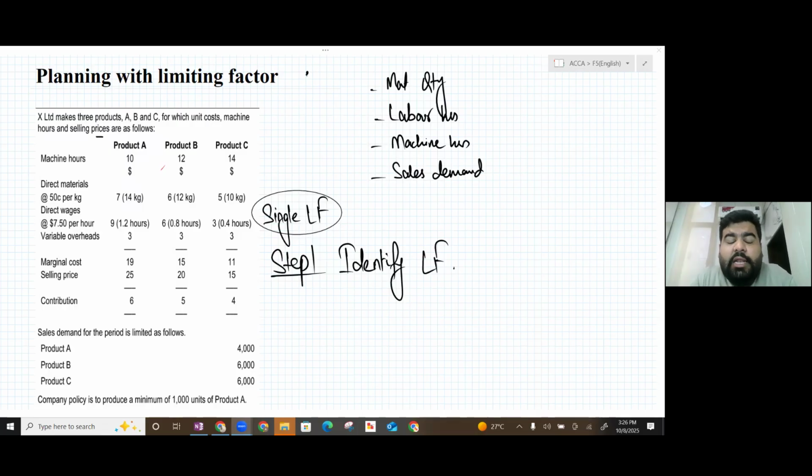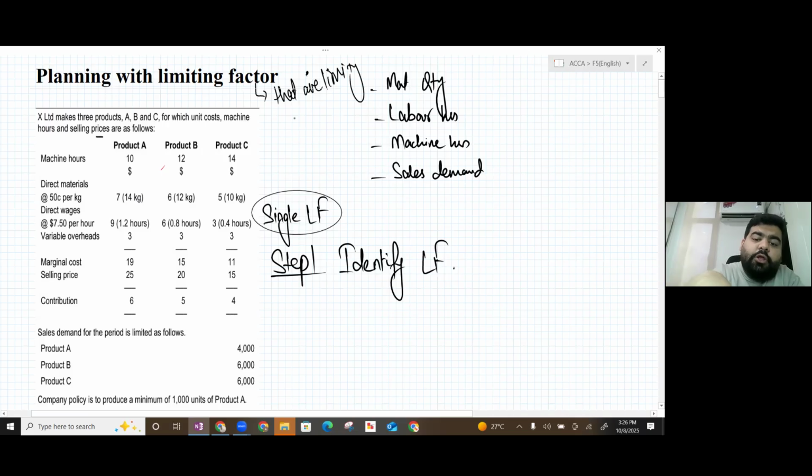So what is a limiting factor? Actually, there are some factors in the organization that are limiting your activity. So, factors that are limiting your organization's activities. Like, for example, if you are in the production department.